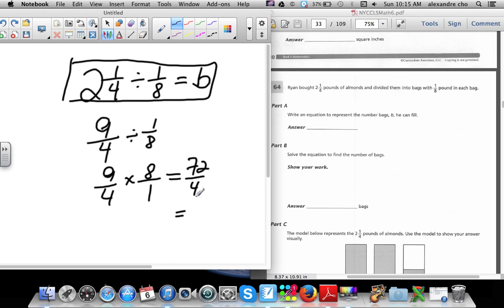72 divided by 4. 4 goes into 7 once, and you got 3, 32. You got to make 18 bags. Okay.